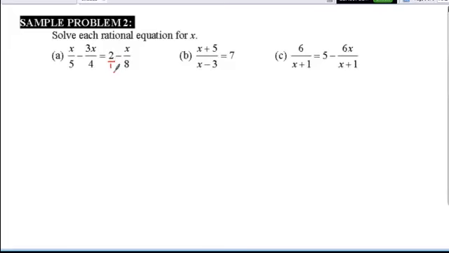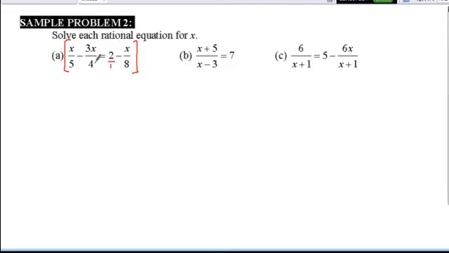Treat the 2 as a fraction itself. So here what we want to do, we want to get rid of all of our fractions, so they're all numerical values. So you have 8, 4, 5, and 1. So you need to find the smallest number that's a multiple of all of those.